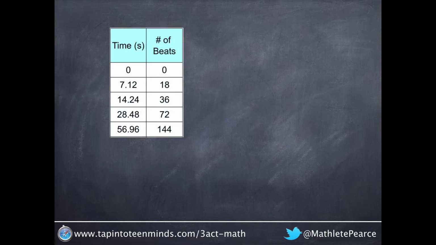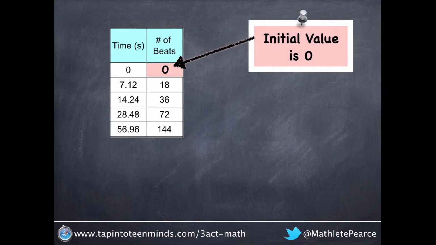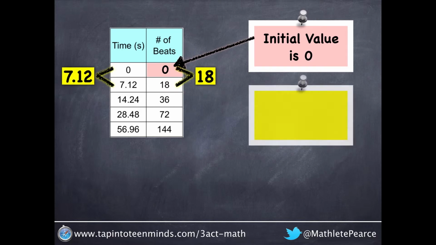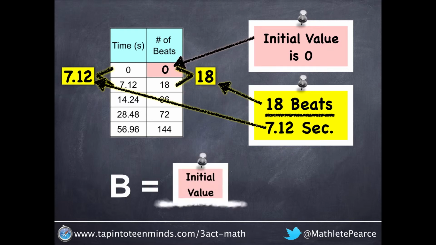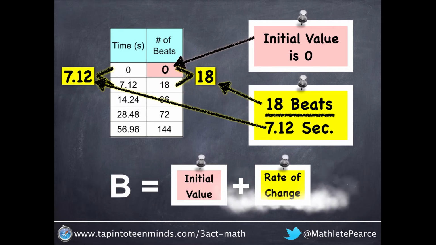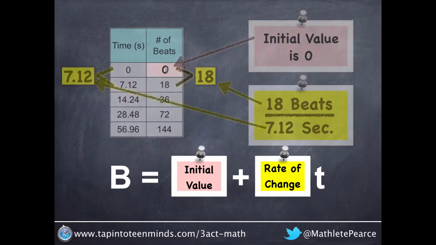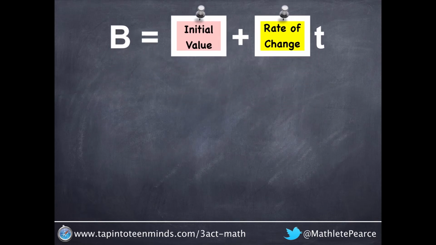Rather than ending the problem there, we can also bring this problem back as we enter patterning and linear relationships by identifying the initial value being 0 in this case, and our rate of change being 18 beats every 7.12 seconds. Students can then use this information to plug into a linear equation, such as y equals mx plus b, or b equals the initial value plus the rate of change times t.